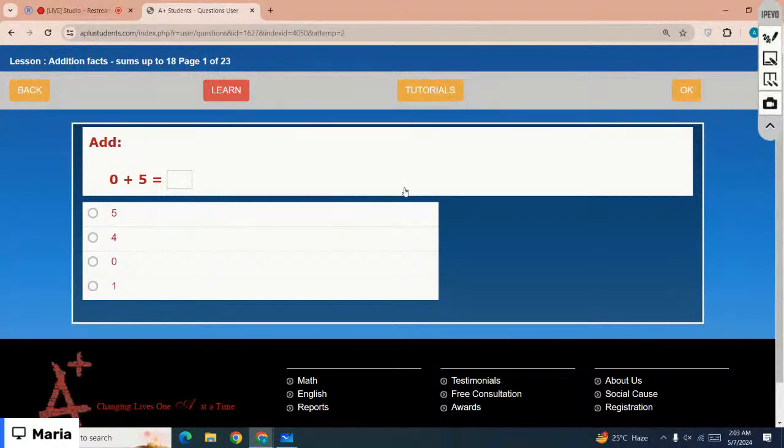Okay, 0 plus 5 equals, yes, 0 plus 5 equals 5, right? Whatever number you add to 0, the answer is that number. The correct option is 5.